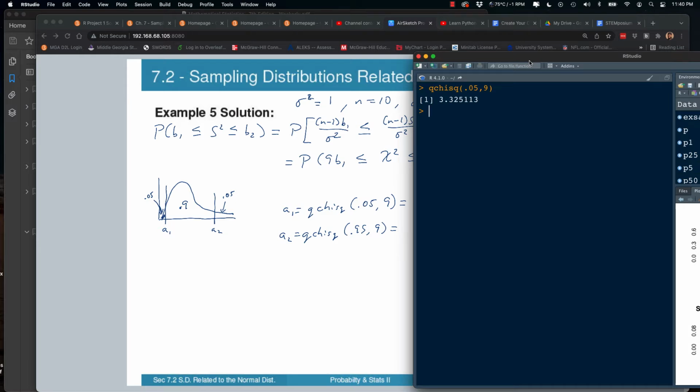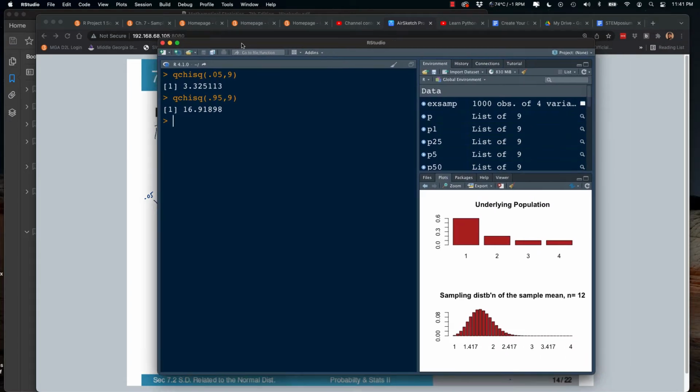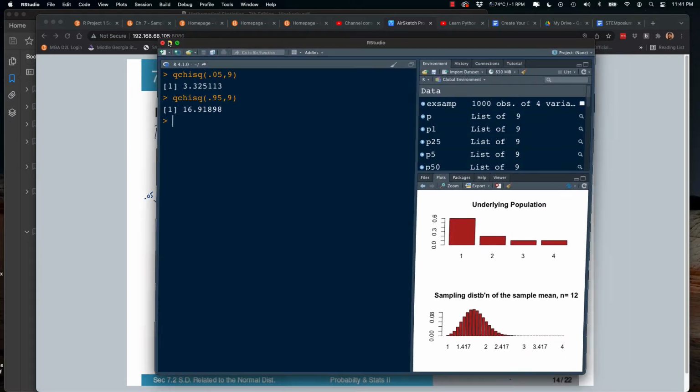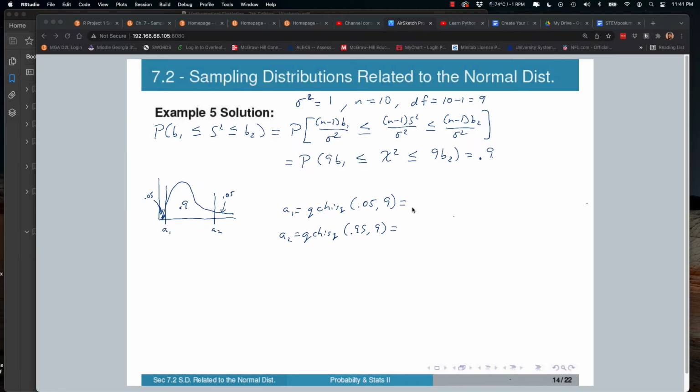So that's a sub 1, and then a sub 2 to make 90% is going to be q chi squared of 0.95. Should be 0.95 of 9, and that should give us the 16.91, and it does round up to 9. Again, this is more accurate than the table, but nonetheless, they're both fair game to use in these problems. Okay, so we've got those two values, but we're not done yet, unfortunately.